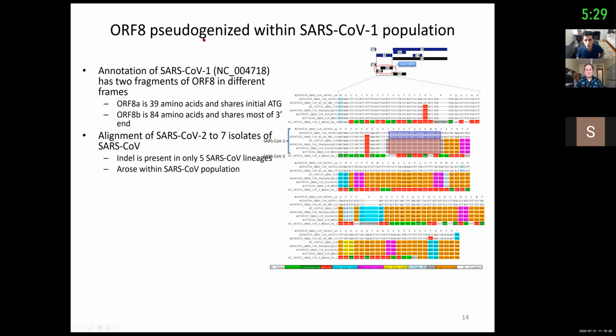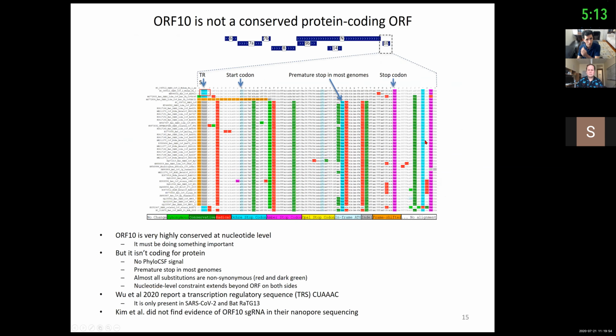ORF8 also pseudogenized within the SARS-CoV-1 population. It was split into ORF8A and ORF8B, and that actually altered its transmission. It made it less transmissible, suggesting that ORF8 might actually be functional in transmission and virulence.